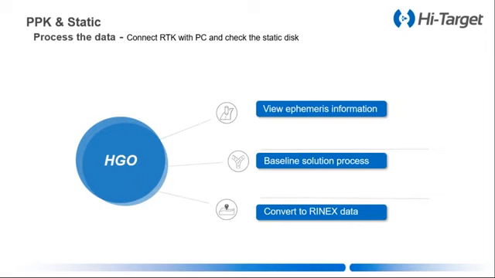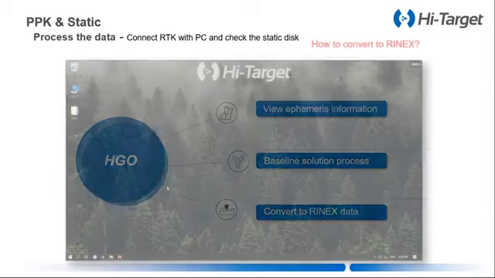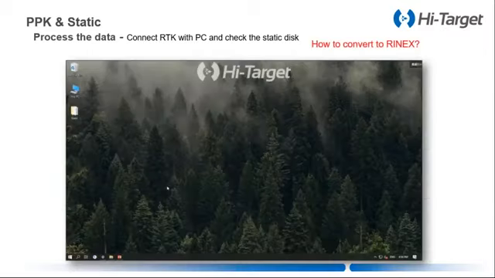As we know, the HGO software is very powerful, and our static file format is GNS. So HGO can convert GNS format to RINEX. Let me show a video of how to convert GNS format to RINEX.